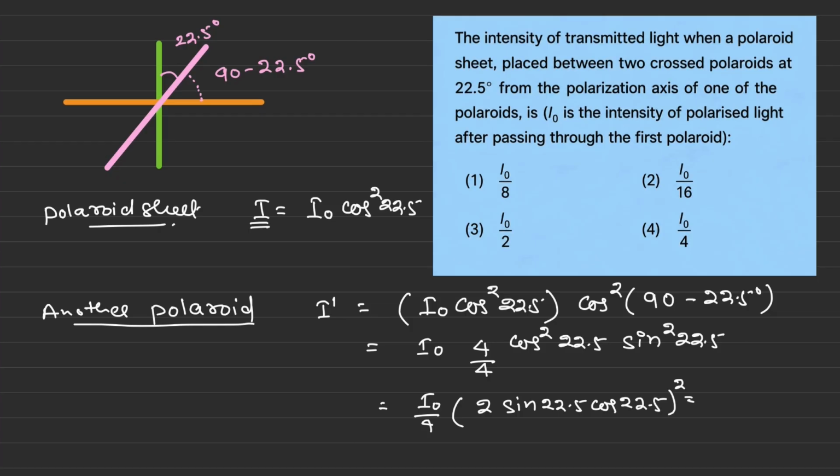Now 2 sin theta cos theta is the formula of sin 2 theta. So it will become I naught divided by 4 sin square 45. Now you know the value of sin 45. Sin 45 value is 1 by root 2. When you do its square, it will become 1 by 2. Ultimately, the answer you're going to get over here is I naught divided by 8. According to this particular method, the correct answer is option number 1.